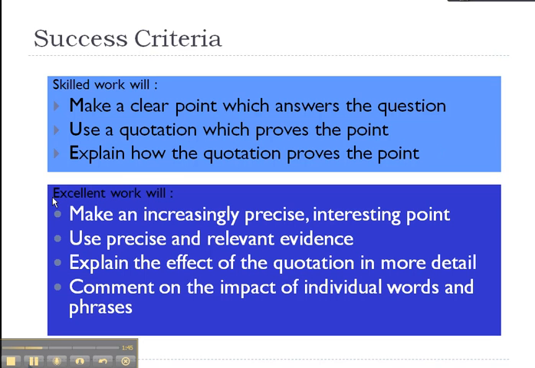When you're looking to explore excellence, these are the features we're looking for. Well, your point needs to be really good. It really needs to be precise and interesting, maybe using some sort of technical language, like for example, you might say the writer uses imagery or a metaphor or alliteration or something like that. You use precise and relevant evidence, so the evidence is really good to show your point. And then you explain the effect of the quotation in more detail. You go a bit further, you explore it further. And a really good idea for explanation plus is to comment on the impact of individual words and phrases.